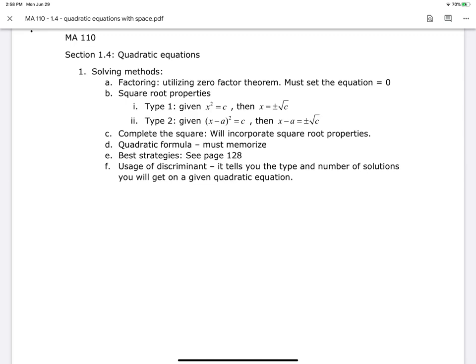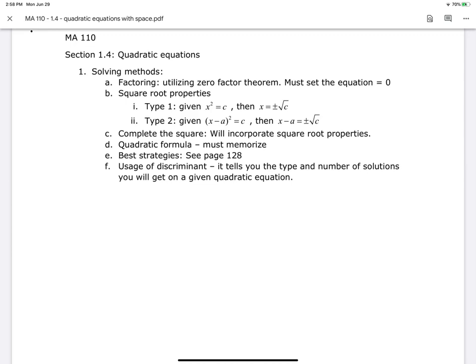The third one is complete the square. Now, depending on your previous classes or your instructor, some of this may not be covered, so we'll go through a couple of these just to make sure you know what's going on. Sometimes complete the square is actually easier and faster than other methods, so it just all depends.